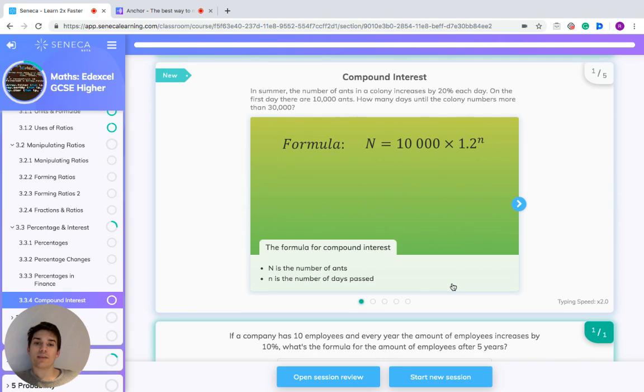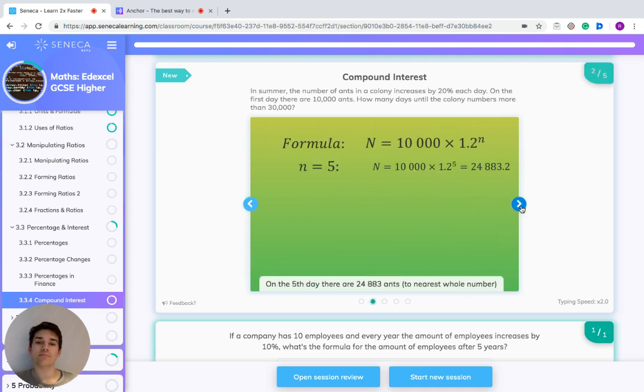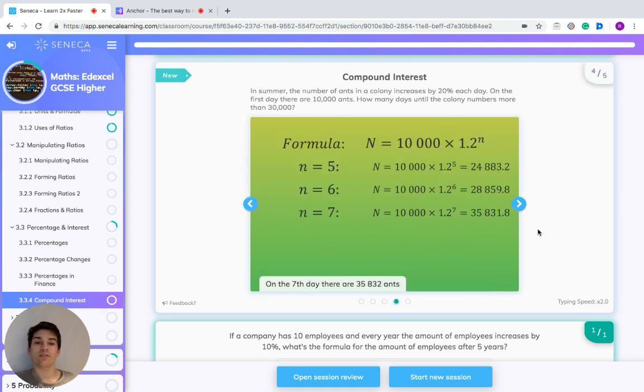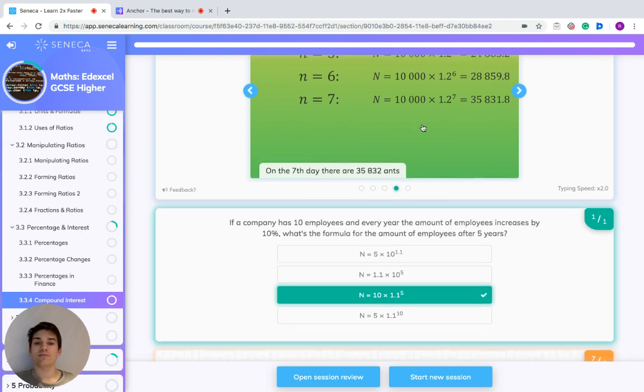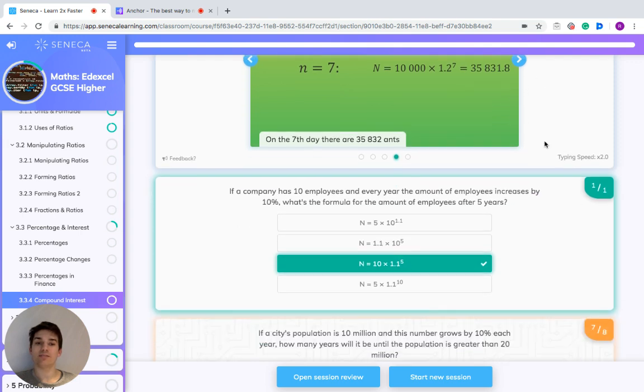So in the summer, again, we're going to think about this ant colony. If we're thinking about how many days have passed as n, we can say it's 10,000 ants times by 1.2, the 20% increase, to the power of n, the number of days. And we can put any number of days in that. We could put 5 in there, we could put 10 in there to work out how many ants there are at any time. So for example, 10,000 times 1.2 to the power of 7 would give you 35,831.8 as the number of ants. So we can round that up because you can't have 0.8 of an ant, or it would be a dead ant if you did.